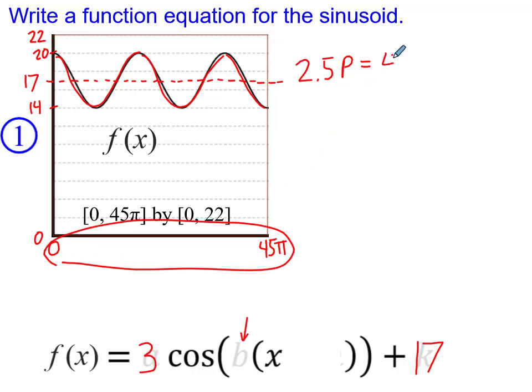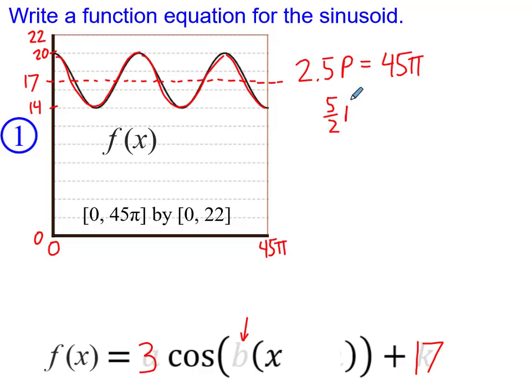So 2.5p equals 45 pi. You could just divide both sides by 2.5 if you prefer. I have a slight preference for writing that as an improper fraction: 5 halves p, 5 halves periods equals 45 pi. We'll then multiply both sides by the reciprocal of 5 halves, in other words, by 2/5.